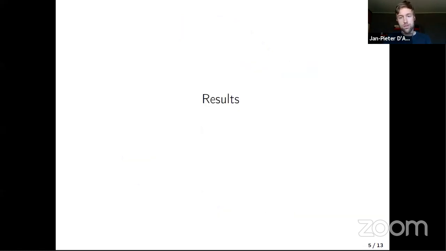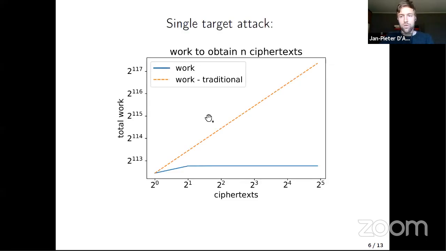Now, let's immediately go to the results. A decryption failure attack essentially proceeds in two steps. First you assemble 100 or 200 failing ciphertexts, and then you use these ciphertexts to reconstruct the secret key. In the traditional failure boosting approach, the search for these failures is orthogonal. Each time you look for a failure, you pay the same amount of work. So the amount of work goes up linearly with the number of failing ciphertexts that you need.